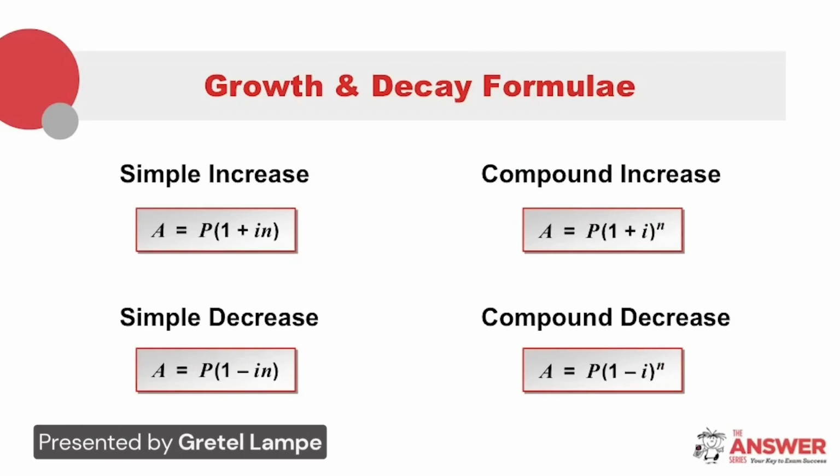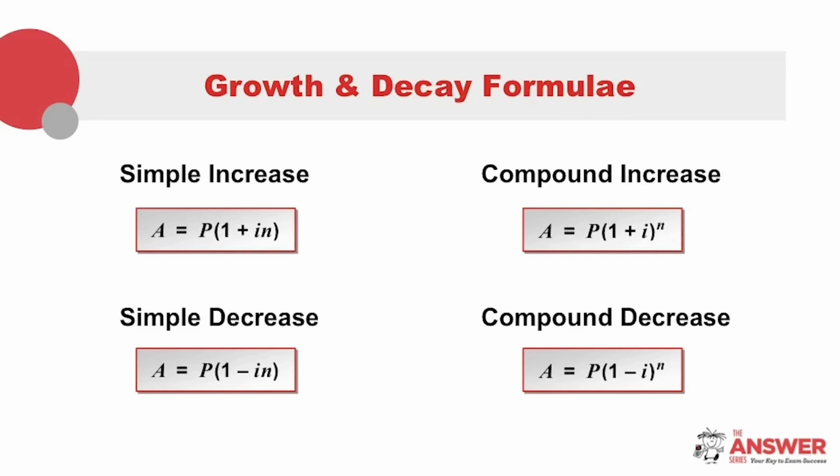We've put together a summary here of the 4 growth and decay formulae we revised in part 1. Simple increase and compound increase, and simple decrease and compound decrease. In this video, we will look at which formula to use when. Also, up until now we have worked with examples where we were asked to find A. In these next couple of examples, we will also explore finding P, I, and N.